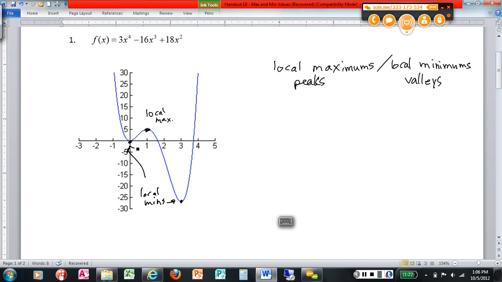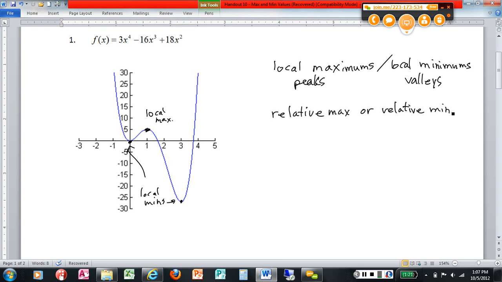So that's what they are for a basic standard function, and there are some other issues that we'll talk about in just a second, but that's a nice intro into it anyway. Let me also mention these are also called relative. You might sometimes see them referred to as relative max or relative minimum. Means the same thing. Local max is a relative max, and local min is a relative min also.